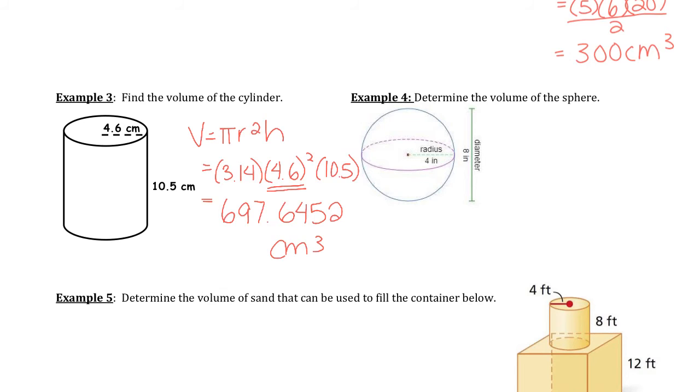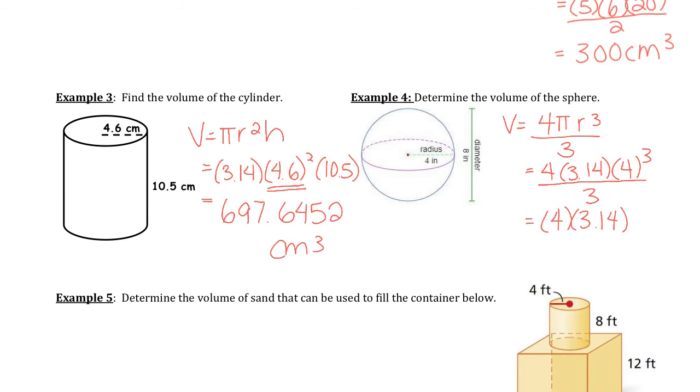Okay, so our next one is the sphere. So remember, our volume of a sphere is equal to 4 pi r cubed over 3. So I know this is 4, pi is 3.14. My radius in this case is 4, so I have 4 cubed all over 3. And so again, you might want to go ahead and cube that 4 first. So I'll show all my steps in this one so that you get a good idea. So this is 4 times 3.14, and then 4 cubed is 64 over 3.